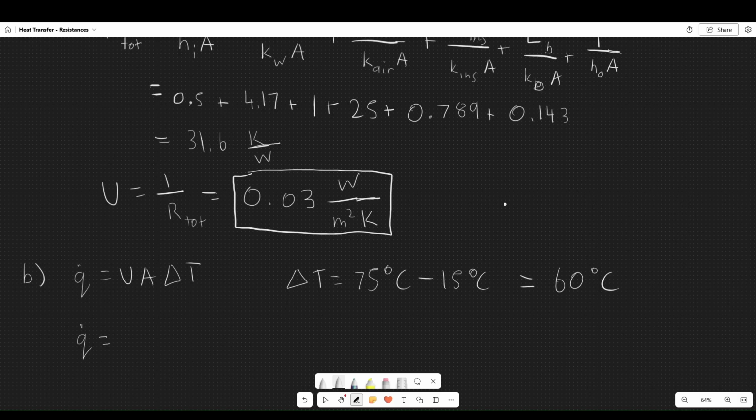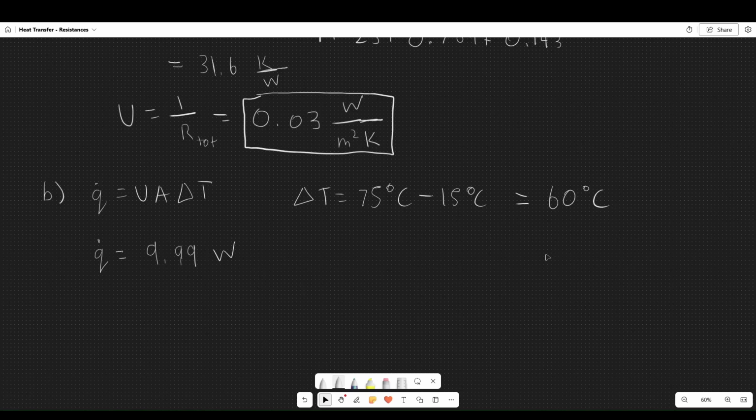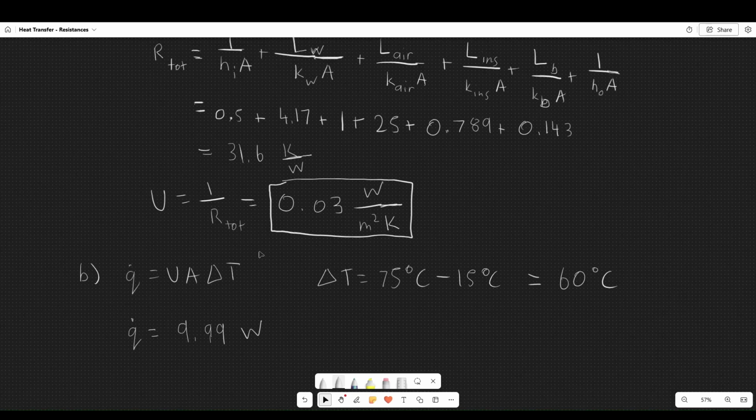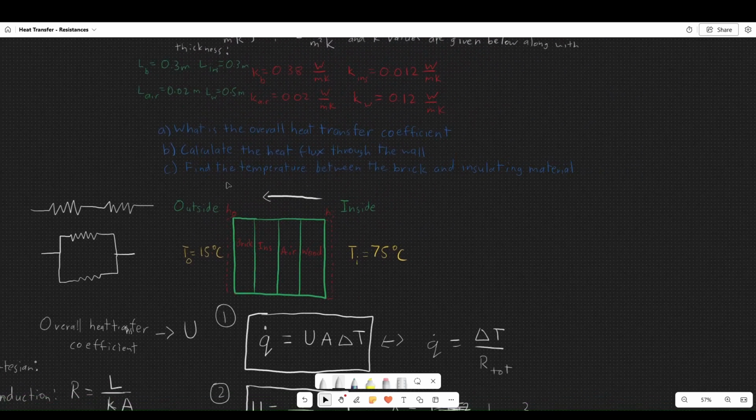We get 9.99 watts. Perfect. Okay, so now that we have this, we have calculated what the heat transfer rate is. Now we can continue on to C.